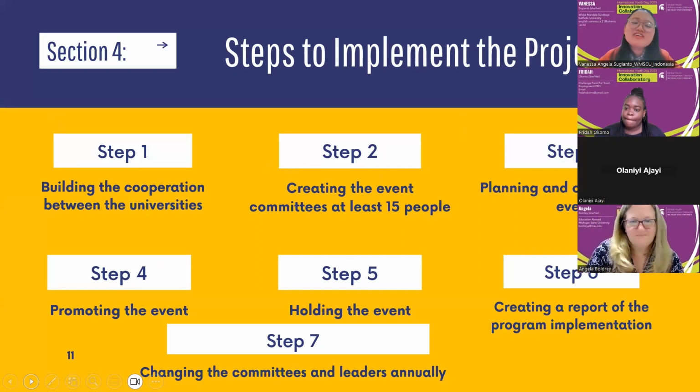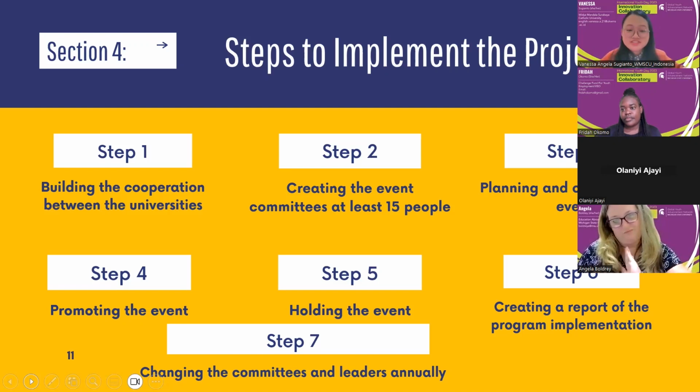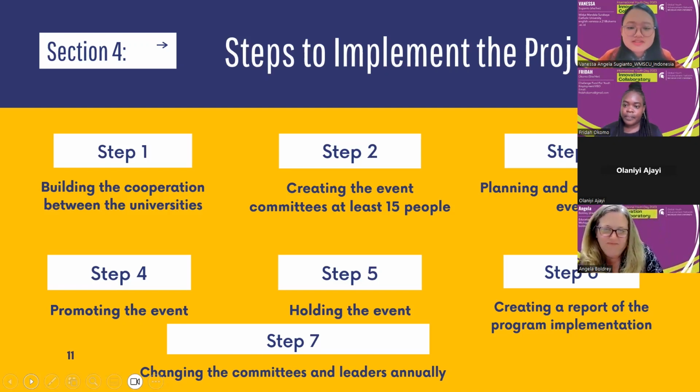So this is our last section. These are the steps to implement the project. We have 7 steps here. The first step is we need to build the cooperation between the universities. Following it, we need to create the event committees. We need to choose at least 15 people, and each host university may send 3 people, so that we may have 15 people in all.